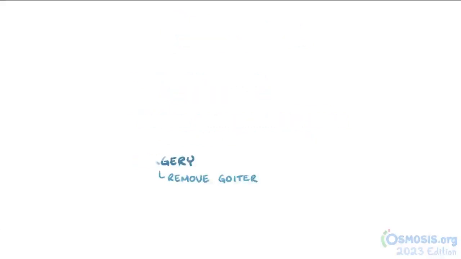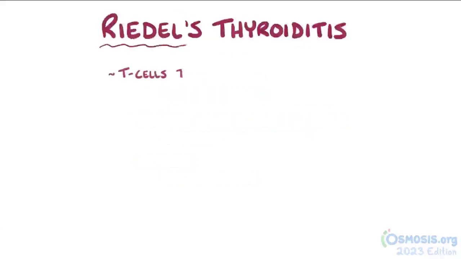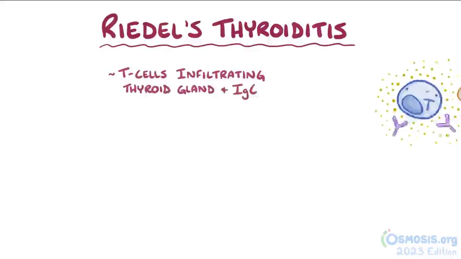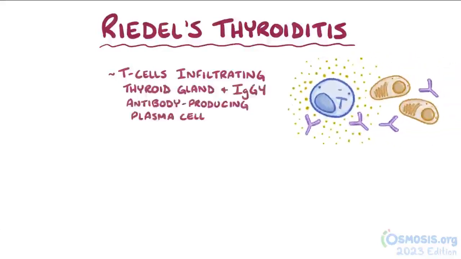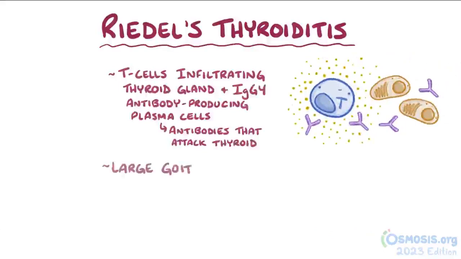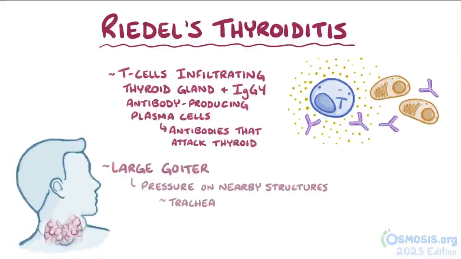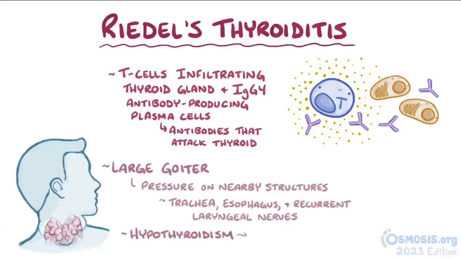Alright, as a quick recap, Riedl's thyroiditis results from T cells infiltrating the thyroid gland and IgG4 antibody-producing plasma cells generating antibodies that attack the thyroid gland. Typically, there's a large goiter that can put pressure on nearby structures like the trachea, esophagus, and recurrent laryngeal nerves, as well as symptoms of hypothyroidism, like weight gain and cold intolerance.